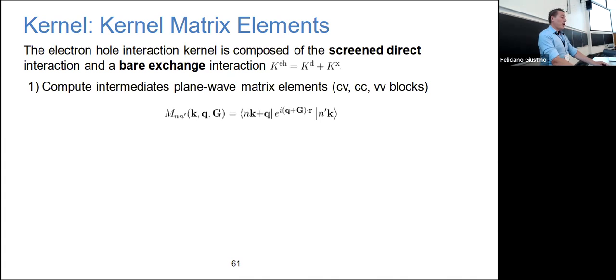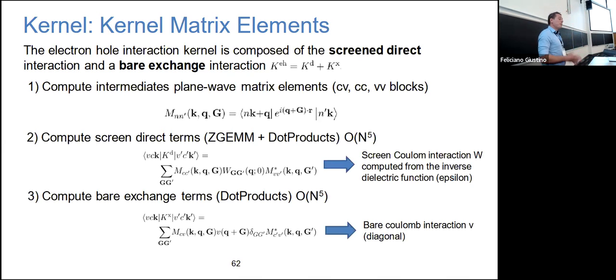Again, we recognize a very similar structure in the evaluation of intermediate matrix elements between the conduction-valence block, valence block, and conduction block with an auxiliary plane wave basis. And again, this auxiliary plane wave basis is the same basis you have used to expand the polarizability, inverse dielectric function, and eventually the screened Coulomb interaction. And then you calculate the screened direct and the bare exchange matrix elements.